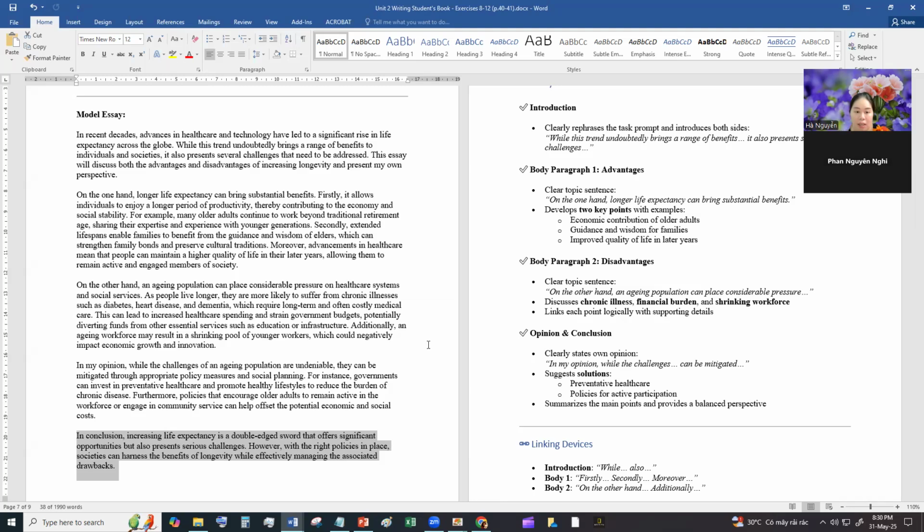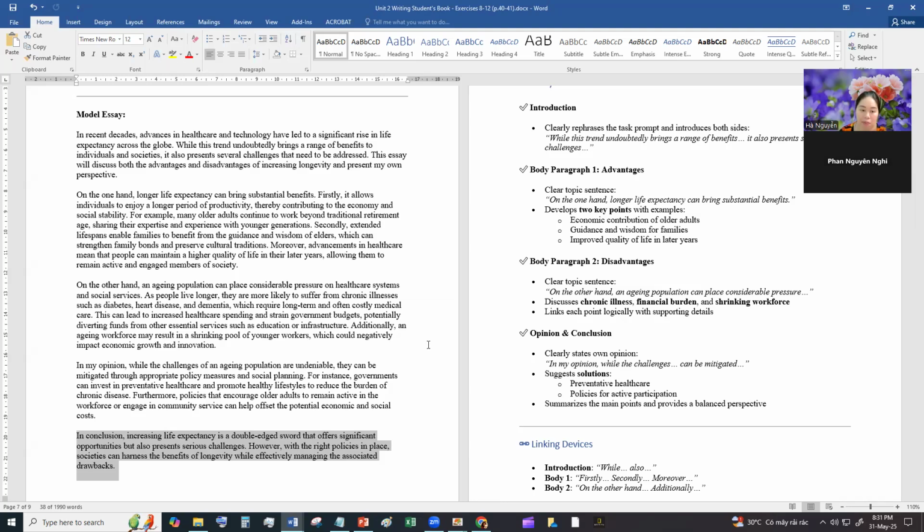It can strain government budgets. That's still healthcare. What is the other aspect that the disadvantages talk about? And additionally, it may result in shrinking pool of younger workers. So do you understand what it means by shrinking pool of younger workers? I don't really get it.